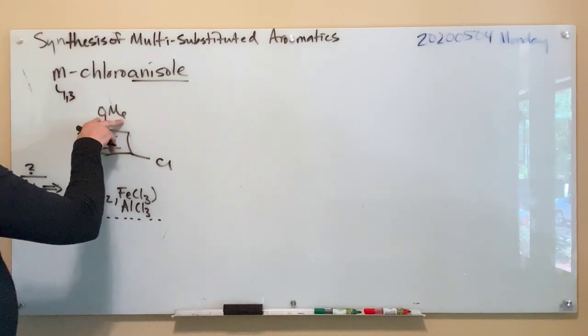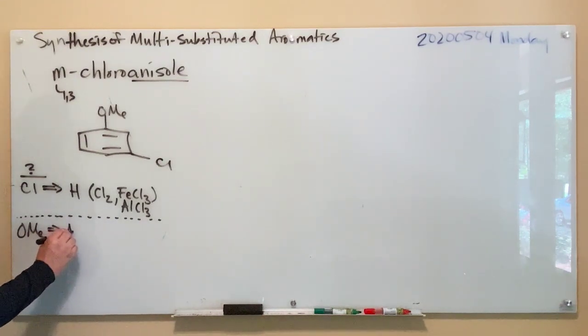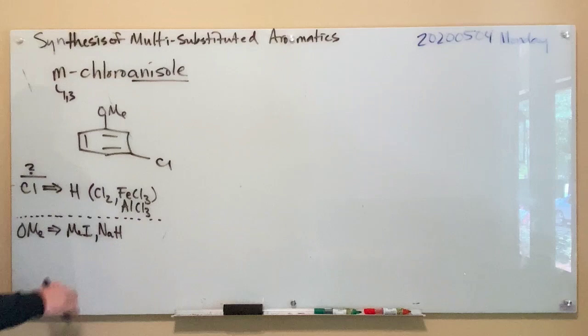So O-methyl. So we know how to get oxygen onto the ring, but it actually exists as an O-methyl ether. So we're going to need to use methyl iodide, sodium hydride to do an SN2 reaction.